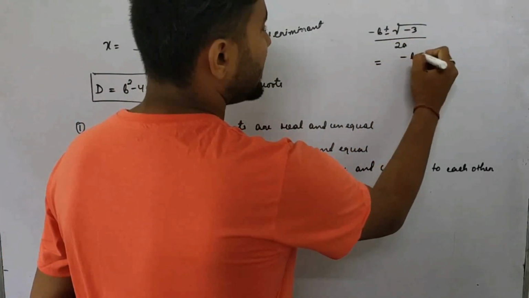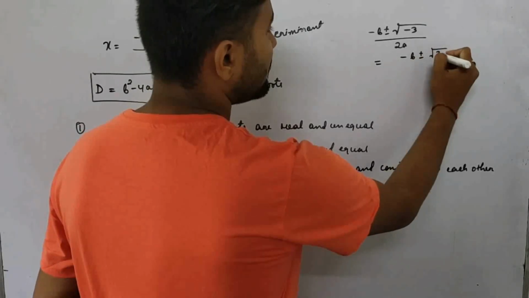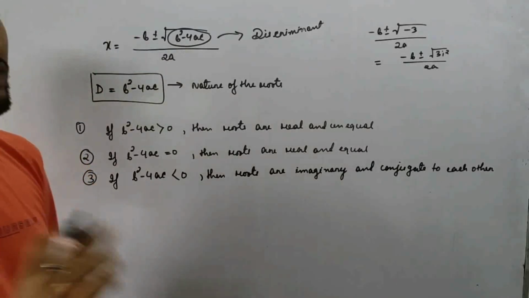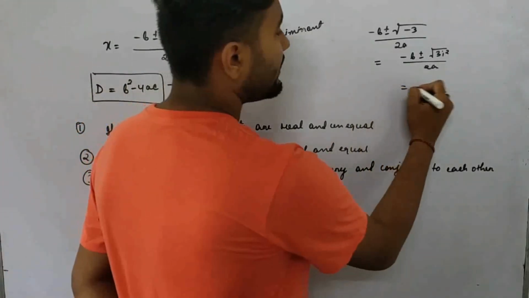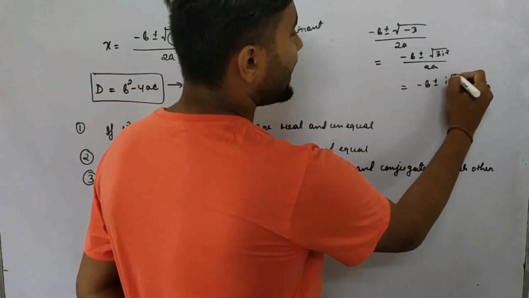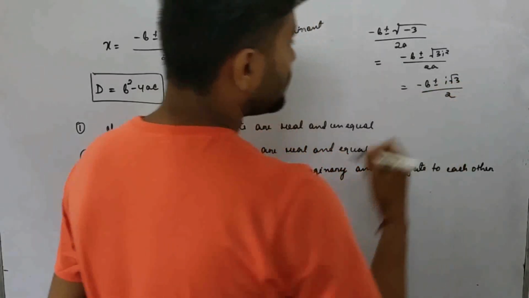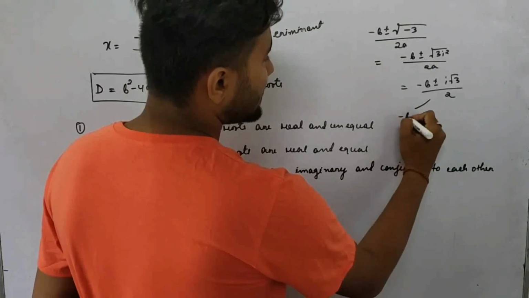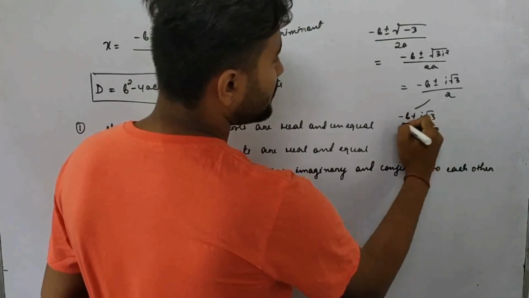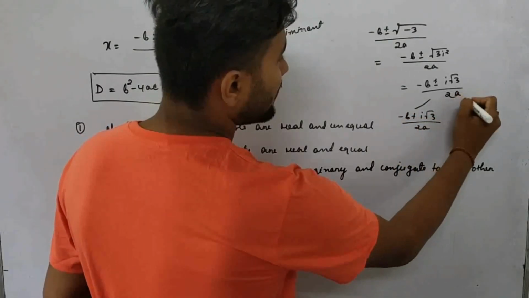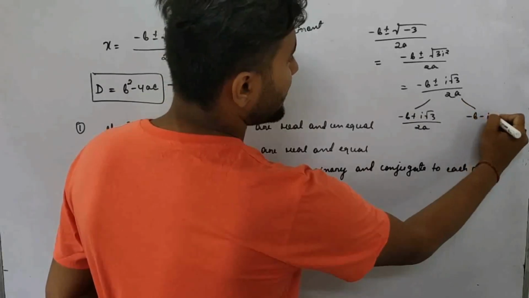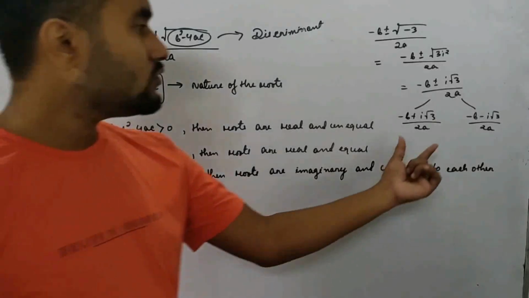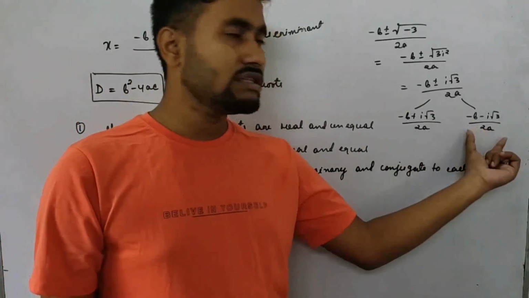So you will get what? Minus b plus minus, this is what? 3i square by twice a, isn't it? So from i square I will come out, so I can write minus b plus minus i root 3 by twice a. So what will be the two roots? One will be minus b plus i root 3 by twice a. Another one will be minus b minus i root 3 by twice a. So you see the two roots. This is plus i root 3, this is minus i root 3.